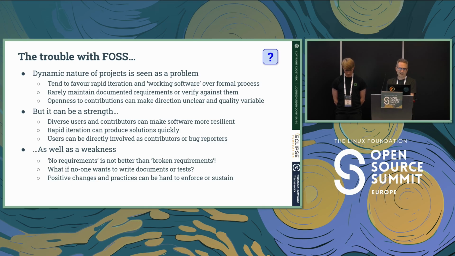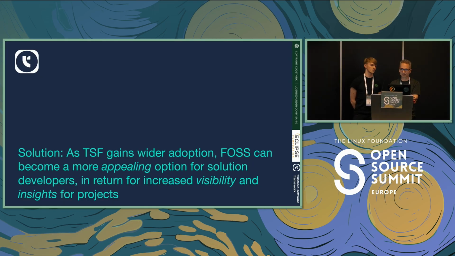But these can be a strength as well, and that's why people want to use the software. That's why open source software is popular and why it is getting so widely used. So we have to accept that there are strengths and weaknesses, and if we can find a way to work with the practices that are familiar to open source software, then perhaps we can start to address those. As a long-term vision, when the Trustable Software Framework gains wider adoption, the open source projects themselves become a more appealing option for solution developers or any integrators, product developers, OEMs, in return for increased visibility and insights for projects, both for the developers themselves and for the users.